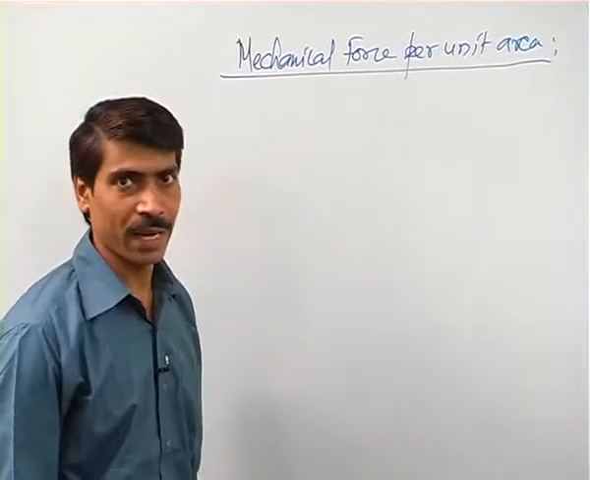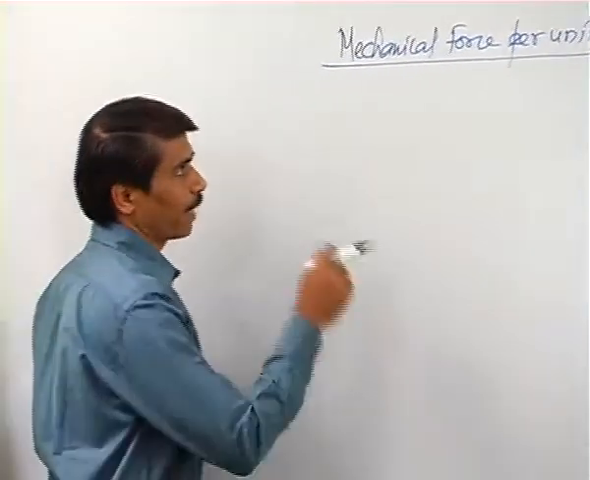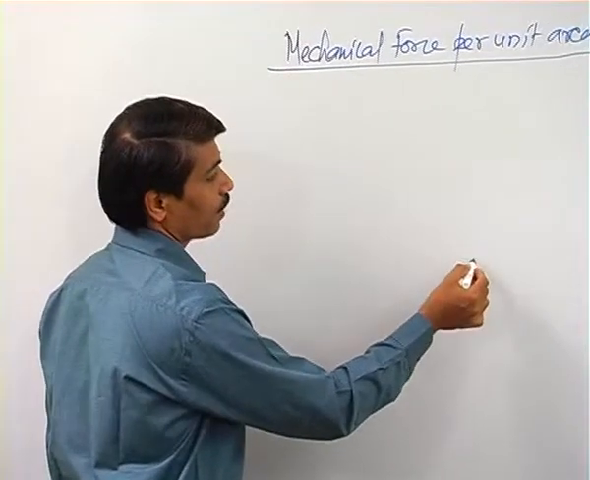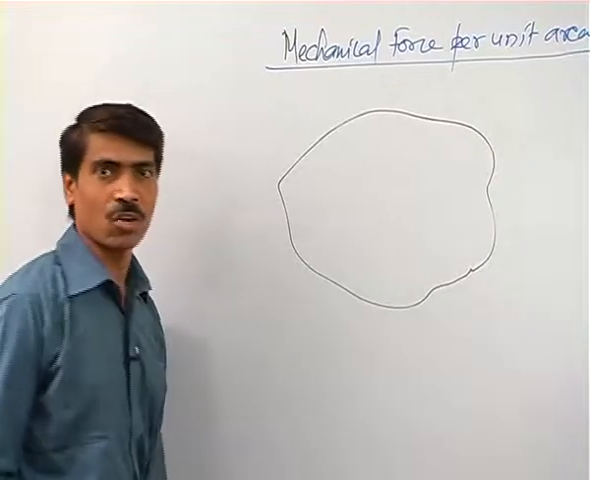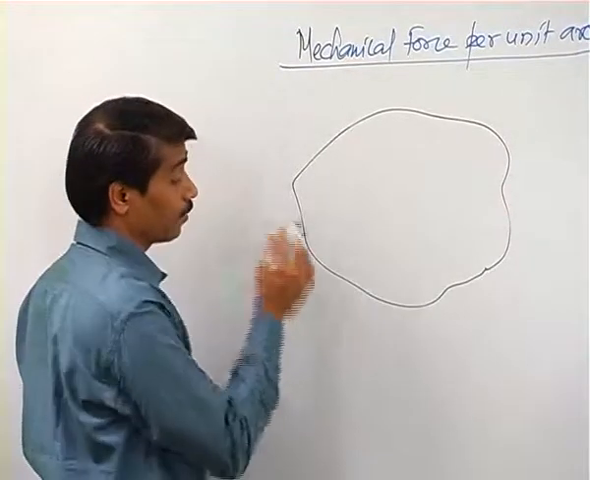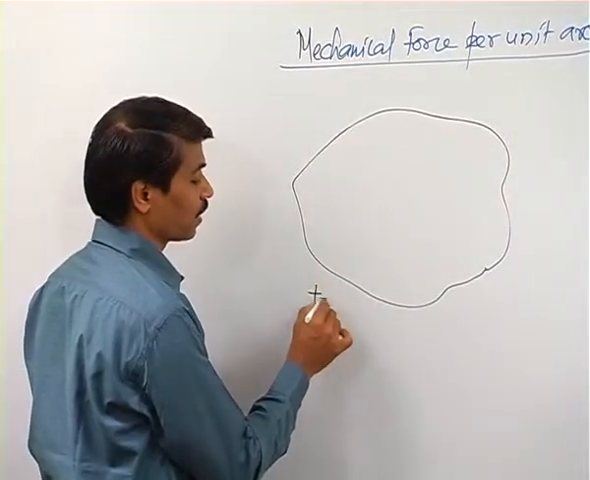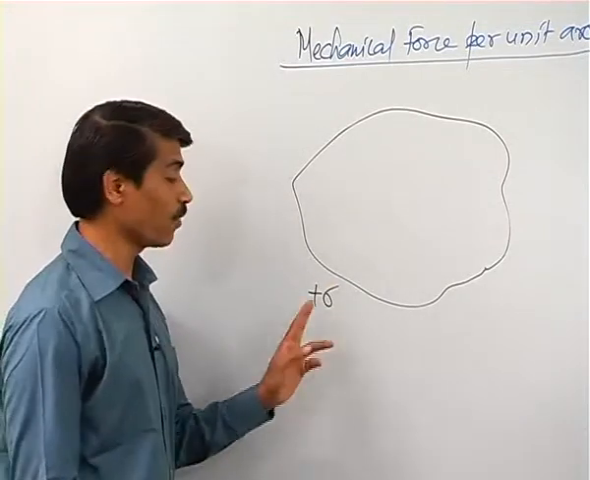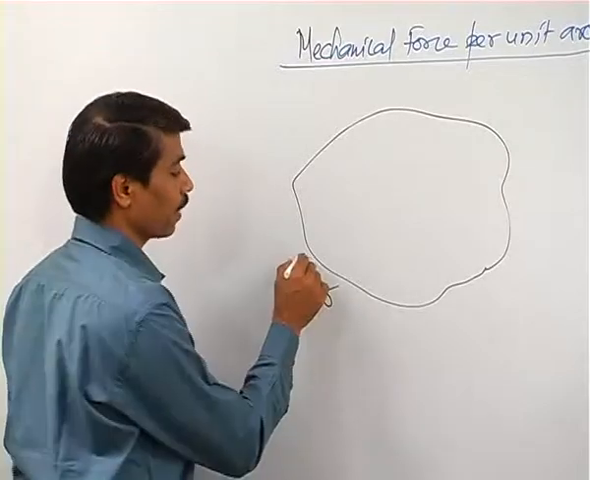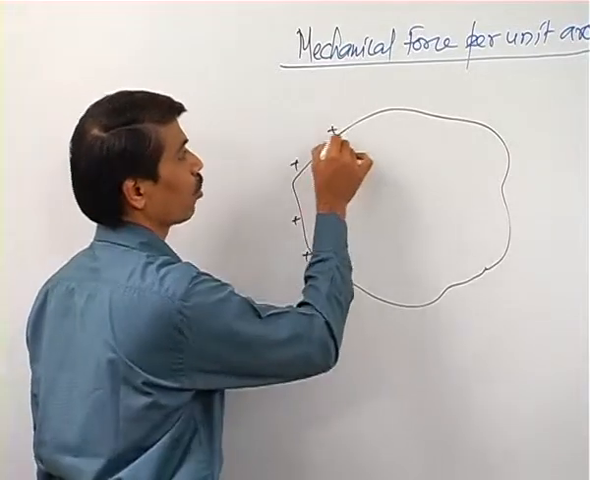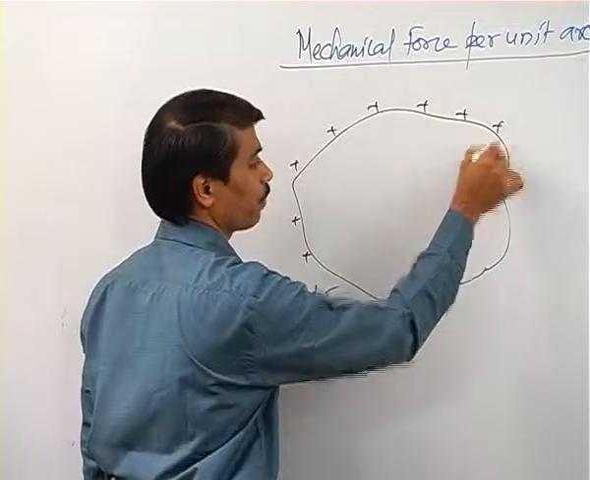So let's start with the diagram to find the mechanical force. We'll consider a conductor of any shape. Let sigma be the surface charge density. Surface charge density means the charge per unit area. Now the charge is distributed over the surface in this way.